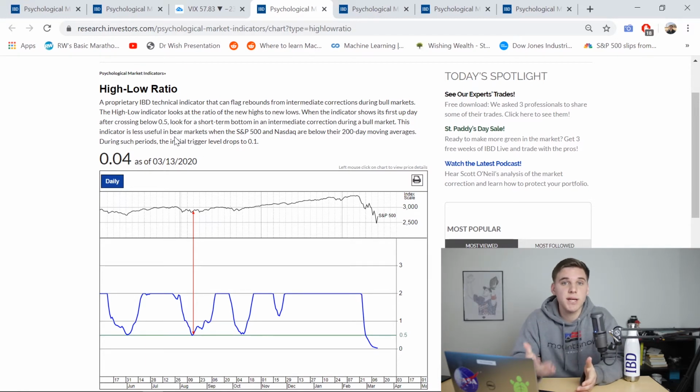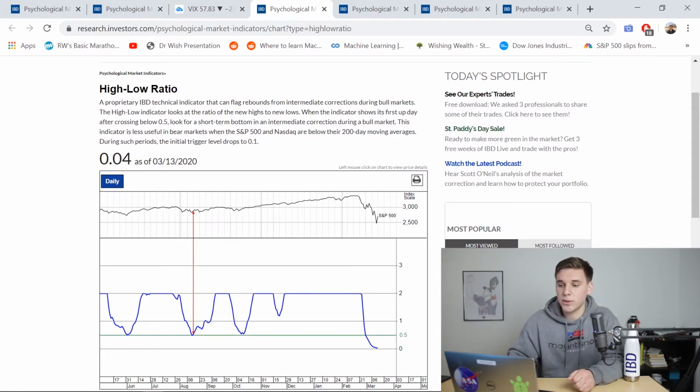And essentially what this is, is a measure of new highs to new lows. And this is particularly important and useful during a sustained bull market. So during times like 2019, where you had a nice overall uptrend and then little dips along the way, this can be very useful in identifying when the market is ready to rebound from those small dips. So what you look for is the first up day after this indicator crosses below 0.5.